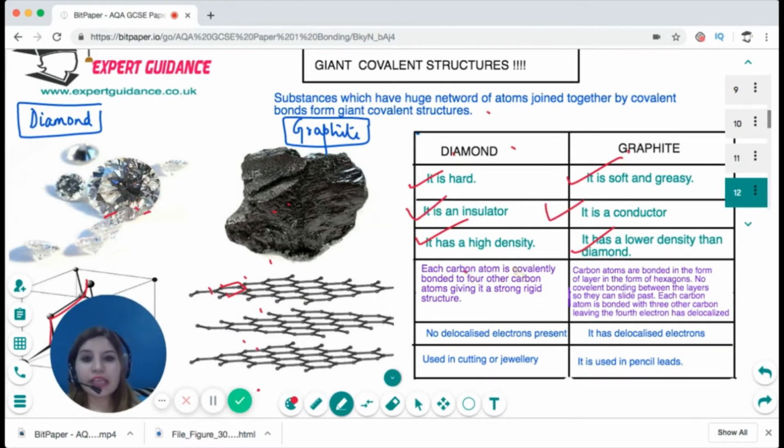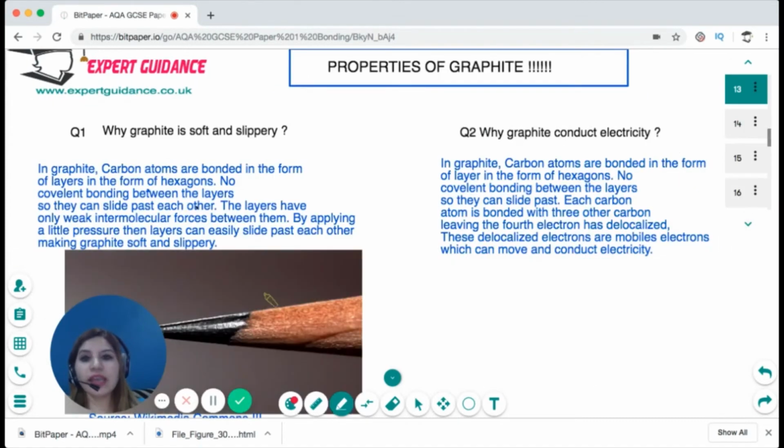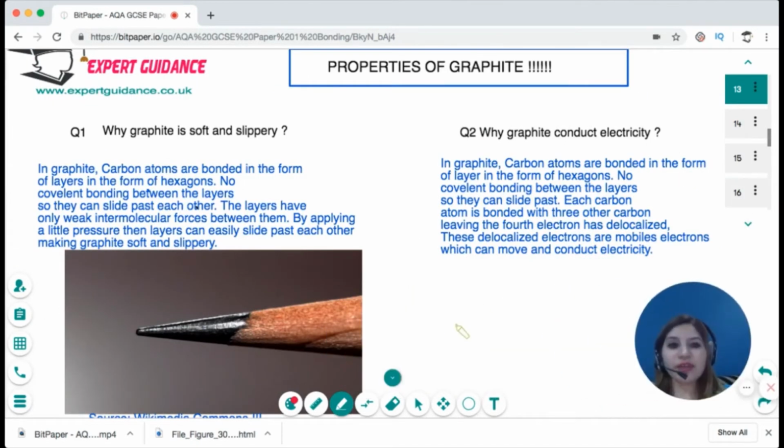In diamond, each carbon atom is covalently bonded to 4 other carbons, giving it a strong rigid structure. In graphite, carbon atoms are bonded in the form of layers, in the form of hexagons. No covalent bonding between the layers, so they can easily slide past each other. And each carbon is bonded with 3 other carbons, leaving the 4th electron delocalized. So diamond has no delocalized electrons and is used in cutting or in jewelry. Graphite has delocalized electrons. It is used in pencil leads. Okay, so I hope the structure of diamond and graphite is clear to you.